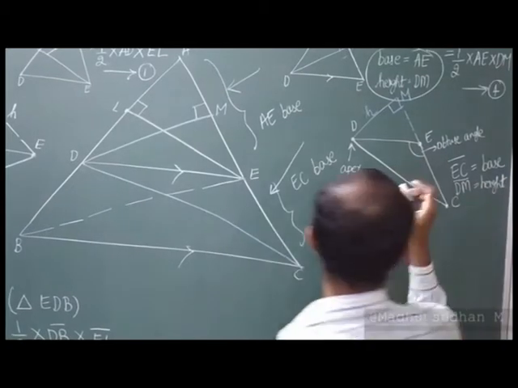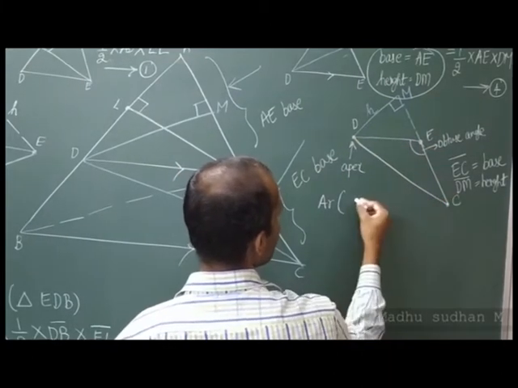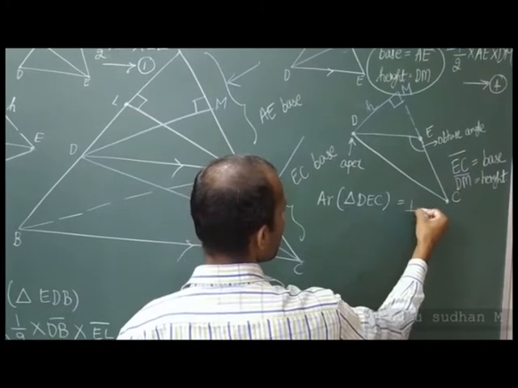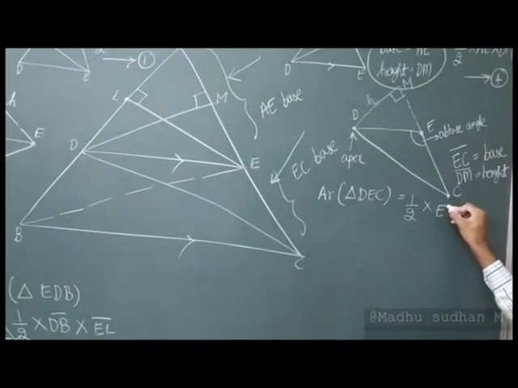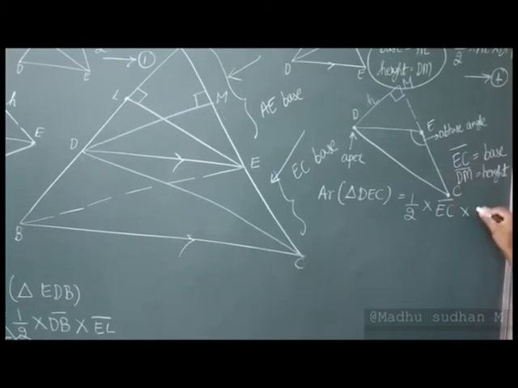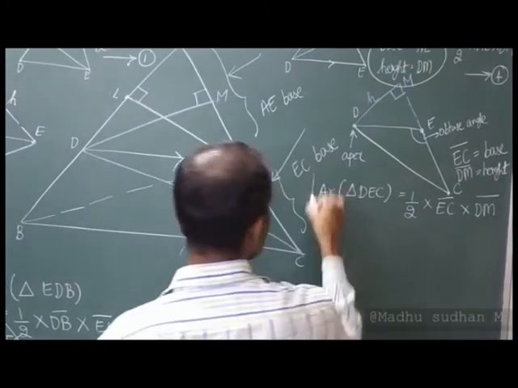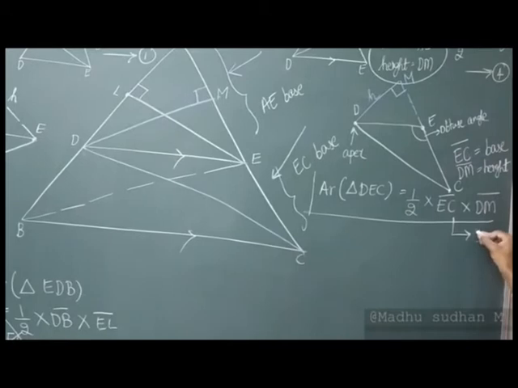So with obtuse angle, EC is the base and DM is equal to height. So what is the area of triangle now? So area of triangle DEC is equal to half into base, which is EC, multiplied with DM, which is the height. Followed it? So let me put this as equation number 5.